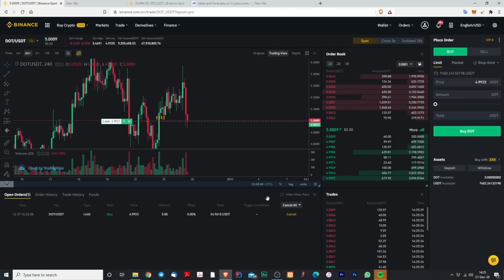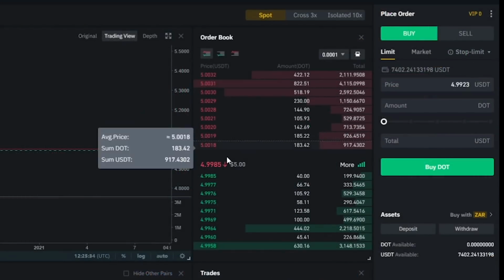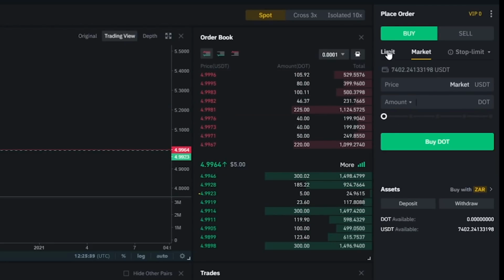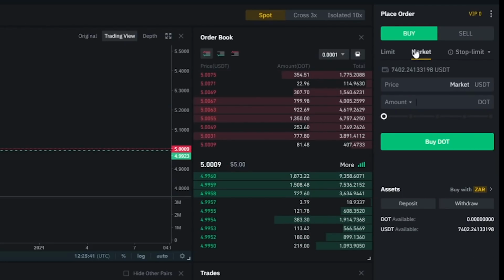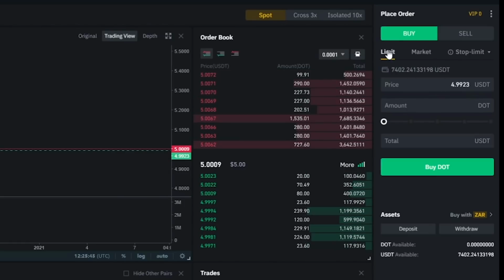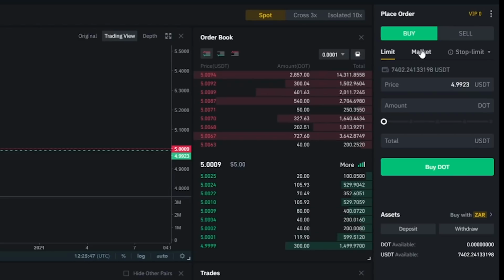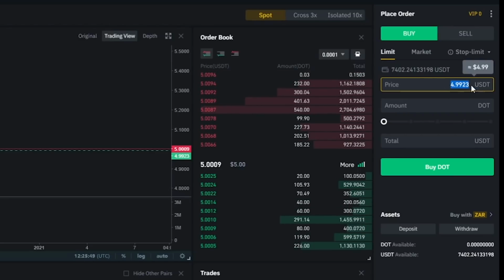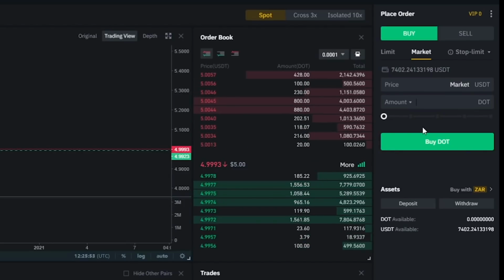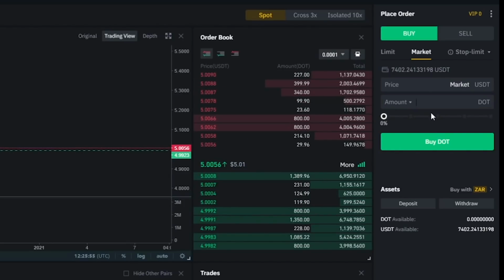Okay, so now the market order, right? I'm just going to cover it quick. The market order only has 2 tabs. Limit has 2 tabs as well, but there it says price that you can input yourself. Market does not allow you to put what price you want to buy it in. You simply just type what you want.